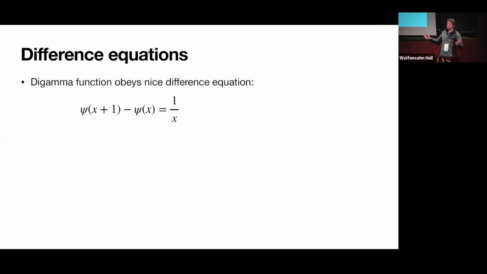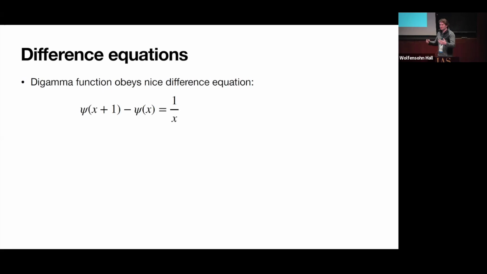What is the defining property of log x? That the derivative of log x equals 1/x. So here, I'm telling you that digamma is the discrete analog of the log, because it has this property that if I take the difference of digamma, I get 1/x.